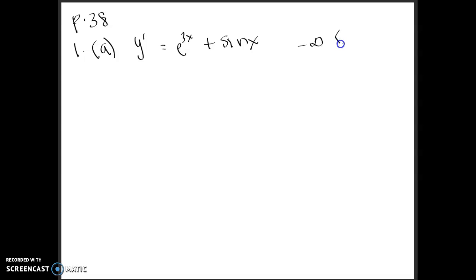Okay, so let's start. Page 38, let's do some problems on number 1. Number 1 has 4 parts. Let's go over A. A is y prime equals e to the power of 3x plus sine of x, and the domain given is all real numbers, which means it's going to be on negative infinity to positive infinity.